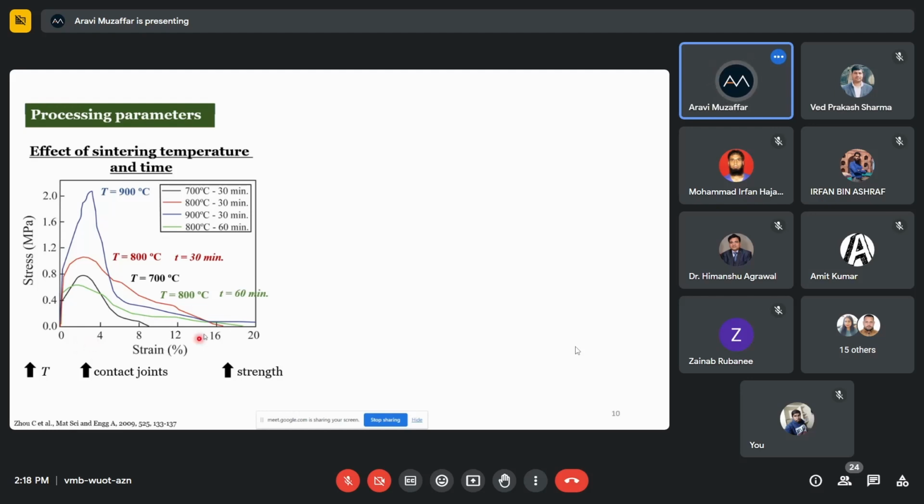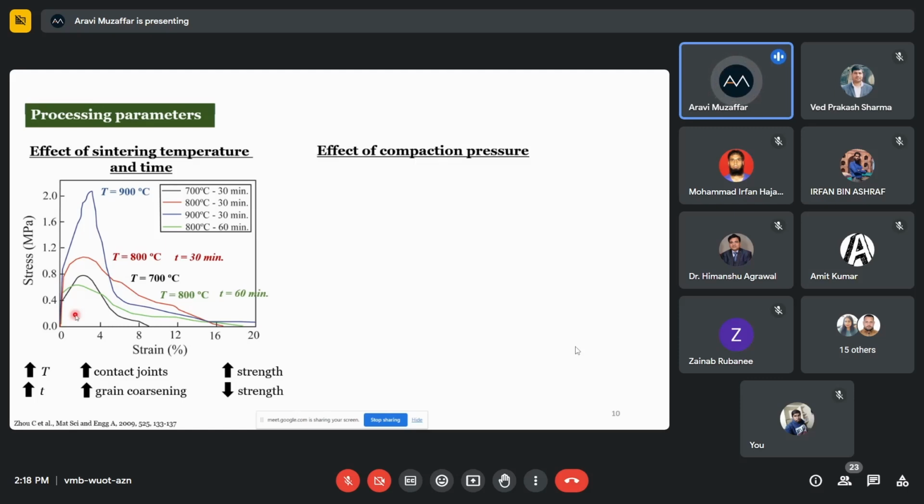However, if we look at a constant temperature but the time is changed, we see that with the increase in the time, there is grain coarsening happening, resulting in a decrease in the strength, as is evident from the figure. Here, the temperature is 800 and the time is 30 minutes. The strength is around 0.9 to 1 megapascal. However, if the sintering time is increased to 60 minutes, we see that it has considerably decreased to about 0.6 or 0.7 megapascals because of the grain coarsening.